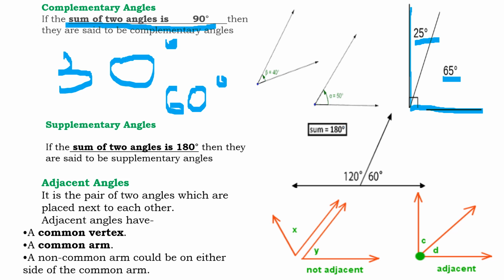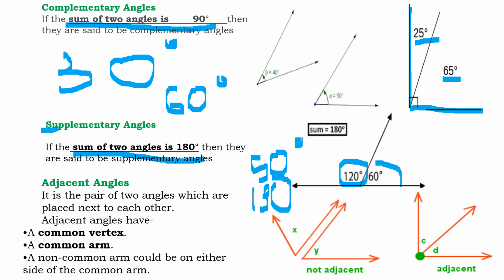Supplementary angles are just like complementary angles, but here supplementary angles will give you the measure of a straight angle. Remember, S for supplementary and S for straight. So here the sum of two angles will be 180 degree. If I say one of the angles is 60 degree, what is its supplement? Its supplement will be 120 degree. Clear? If I say one of the angles is 50 degree, what is its supplement? Its supplement will be 130 degree. Fine.